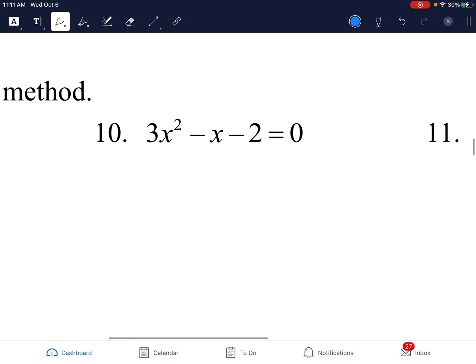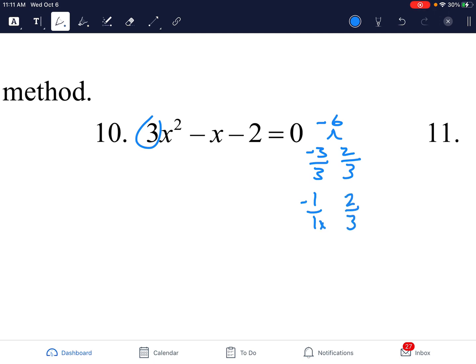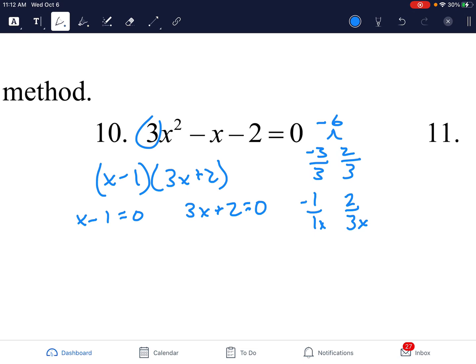All right. Number 10. I'm going to try factoring this one. 3 times negative 2 is negative 6. 2 factors of negative 6 that add up to be negative 1 is going to be negative 3 and positive 2. I'm going to divide both these by the first term, which is the 3. So I'm going to get negative 1 over 1 and 2 over 3. Put an x there. So I have x minus 1 as my first factor and 3x plus 2 as my second. And take both of those, set them equal to 0, so I can solve for x.